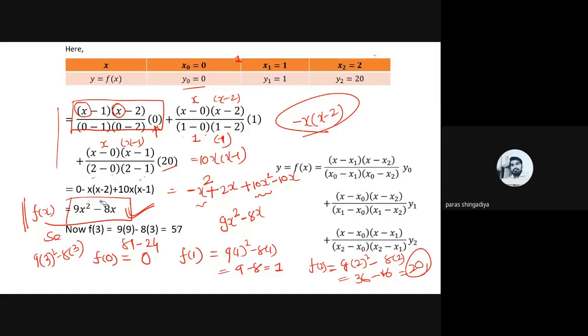So this term you will get minus x into x minus 2 plus 10x into x minus 1. Now we have to take the product, so minus x is multiplied inside. Minus x into x will be minus x square. Minus x into minus 2 will be plus 2x. Now 10x multiplied to x minus 1 will be 10x square minus 10x. Now subtract minus x square from 10x square, so 9x square remains.